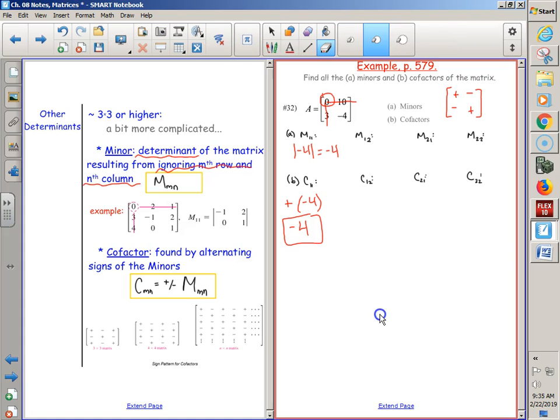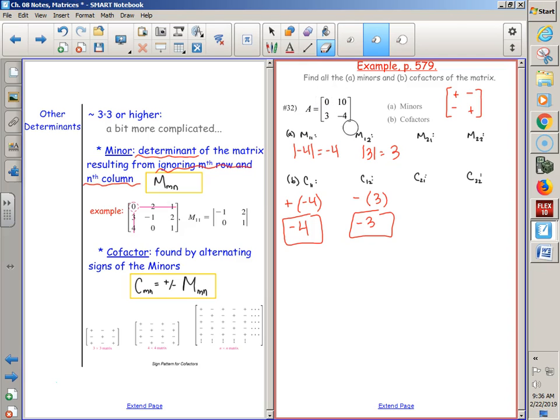However, what happens if I go M12? I'm now ignoring what row, what column? Ignoring its row and column, who's left? The determinant of 3 is just 3, but the cofactor says consider the sign. What's the sign? So what's a negative times a 3? They're both negative? No. One stayed the same and one flipped. So really what this little chart is saying is keep it the same or flip the sign. It doesn't mean the answers are going to alternate, but keep it the same or flip the sign is what's going to change.